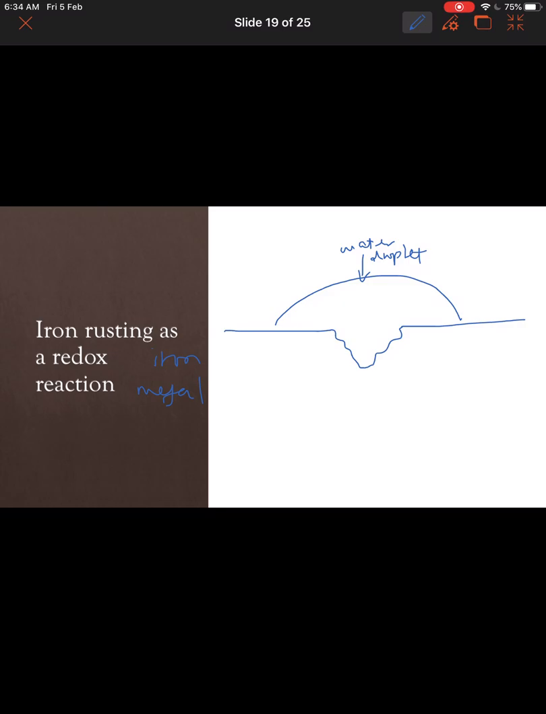Okay, the surface of the iron in the middle of the water droplet, yang ini kita panggil dia sebagai anode. Anode kat sini. Right, and then surface of the iron yang dekat luar ni dia act sebagai cathode. Alright. So, apa yang berlaku di sini?